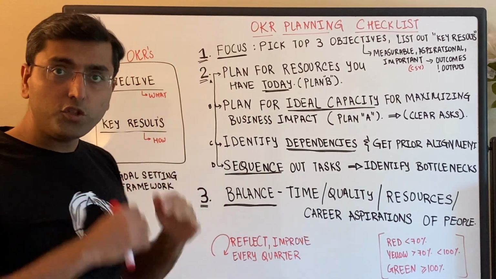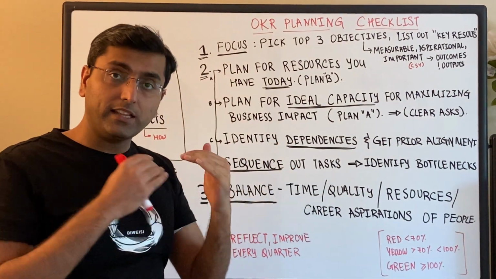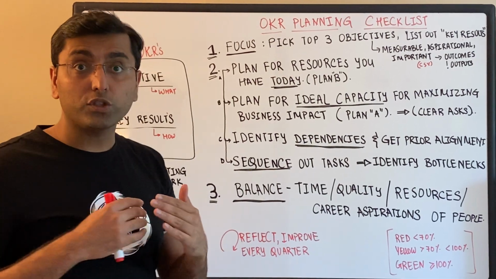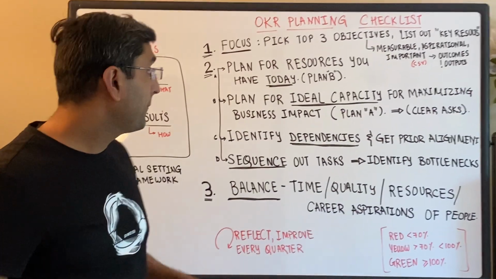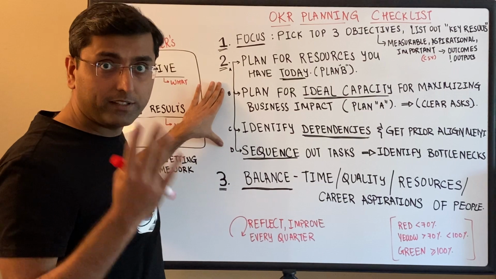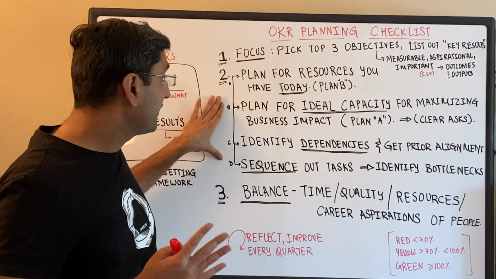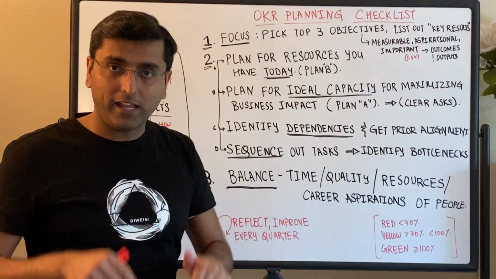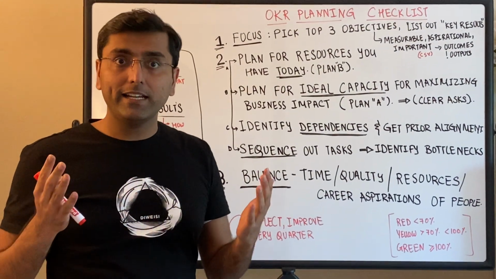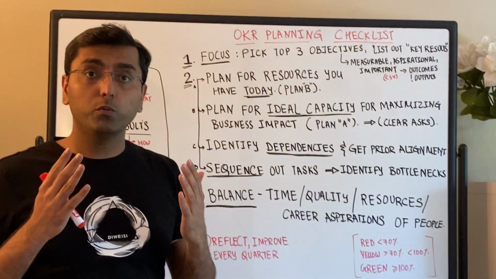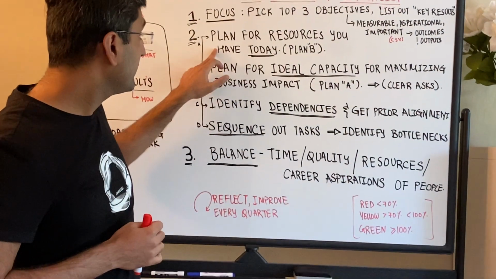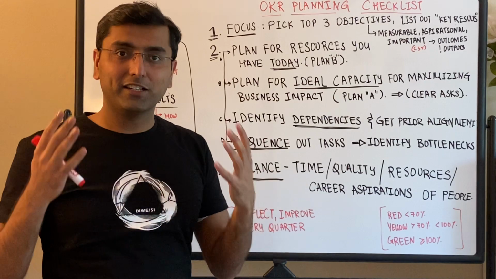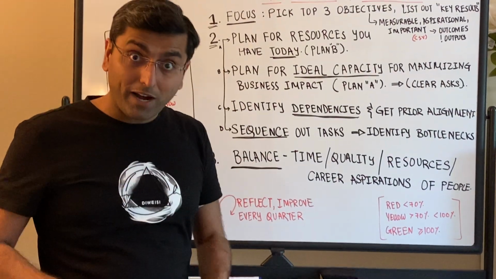The number two, once you've identified the focus areas and the key results that you want to tie to those outcomes, you want to start effective planning, right? And planning involves 4 different things that you would want to do as part of this checklist. When you plan, you would want to plan with the resources that you have today. It may not be an ideal plan, but that's the plan that you would want to be ready for. Number 2, let's call it plan B. Plan B is a plan that you can actually implement right away.